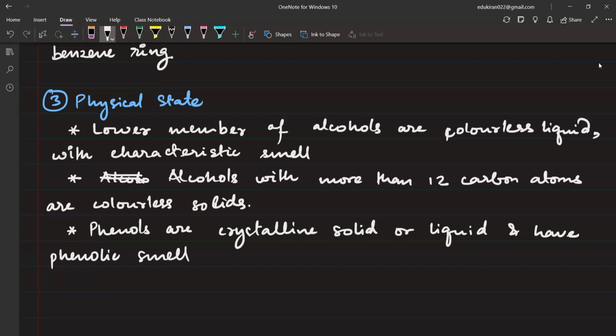So you will say, sir, is it solid or liquid? It depends on how you are preparing it. If you prepare phenol from benzene diazonium salt, as we used to in the lab, it came out solid, crystalline solid, in a kind of polymer form. So it depends on the preparation method. It can be crystalline solid or it can be liquid. So these are the points for physical state of alcohols and phenols. Complete this and then we will move to chemical properties.